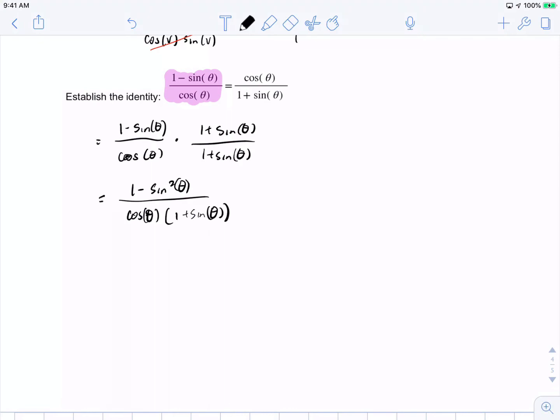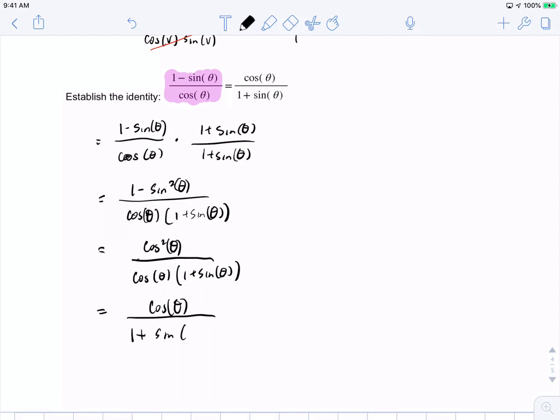Then from here, I know that the numerator is an identity, so I'm going to get cosine squared theta over cosine theta times 1 plus sine theta. The cosines will be able to cancel, so I'll be left with 1 cosine in the numerator over 1 plus sine theta in the denominator. And look at that, we've gotten our answer.